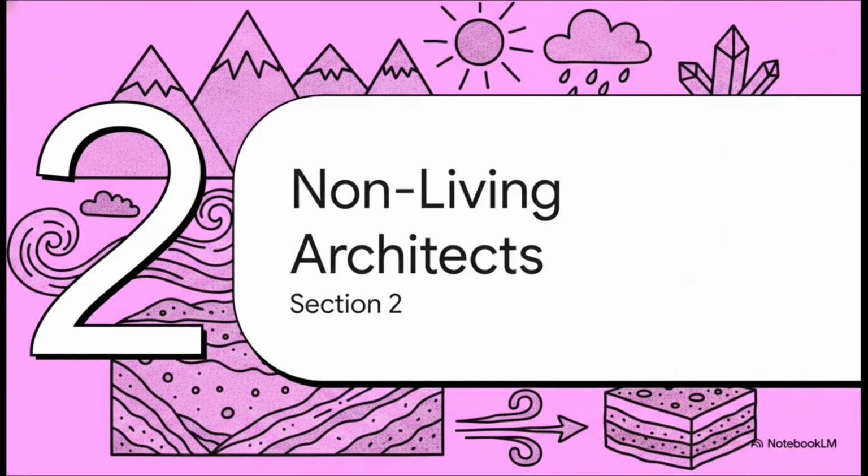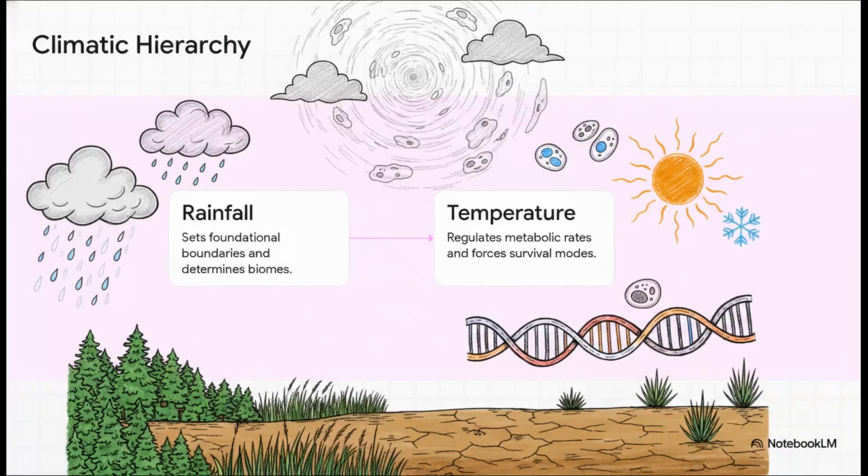Moving right along to Section 2, the non-living architects. Think of abiotic or non-living factors as the ultimate dictators of the landscape. They establish the foundational boundaries for biological viability. At the very top of this command chain, we have the climatic hierarchy. Step 1 is rainfall. Rainfall is the absolute, preeminent boundary setter.